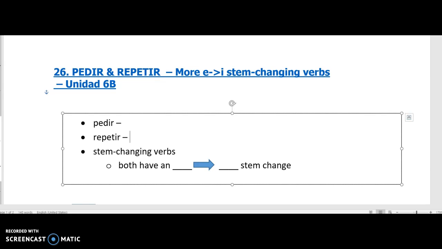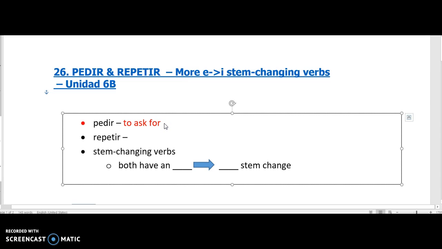Here we go. 2 more E to I stem changing verbs. We're going to start off with the verb pedir and talk about what it means first. So pedir has several meanings depending on how you're using it. Traditionally, it means to ask for. Let's make that red and make it stand out a little bit.